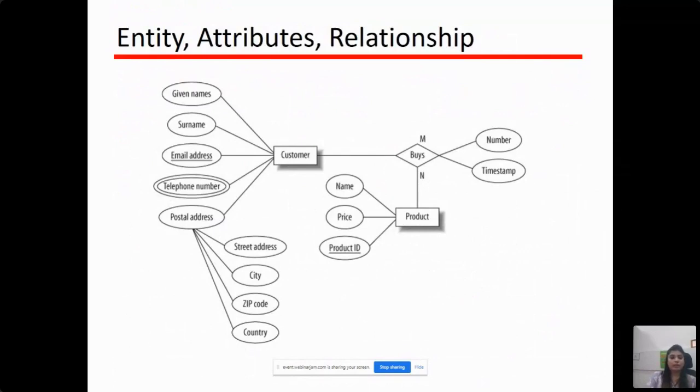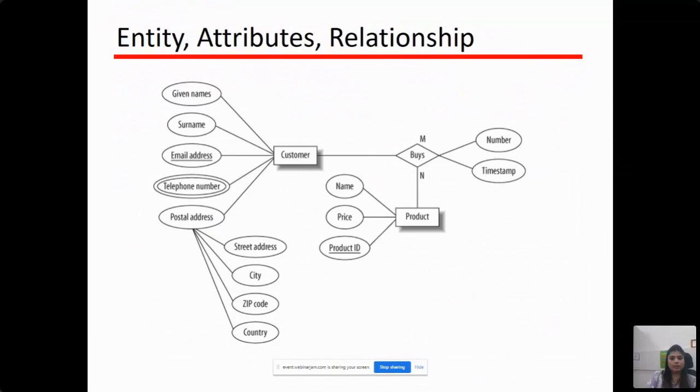Maybe number can represent how many products he is buying. And timestamp is at what time he is buying, or once the customer has kept it in the cart, a timestamp would be associated with it, because for that particular time only it will remain in the cart. So this is how we can represent the relationship between the two entities along with the attributes.